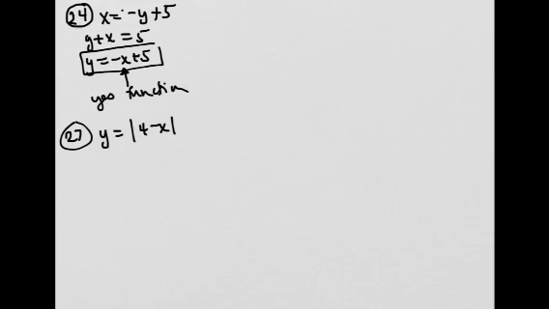Okay, number 27 is an absolute value equation. And for every single x that I put in, I get one y back, or one y as an output. So again, this is a function.